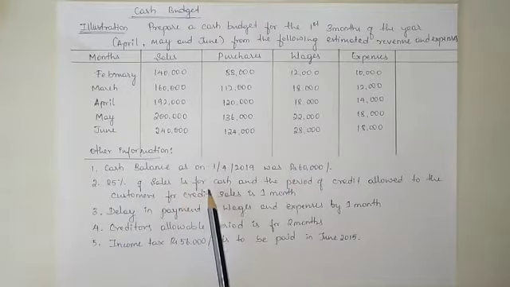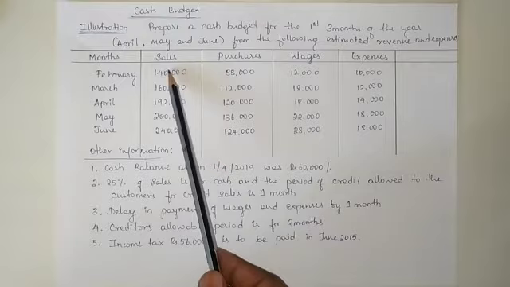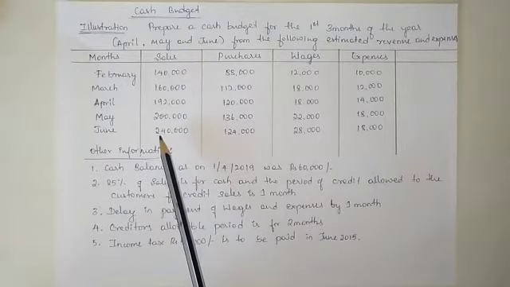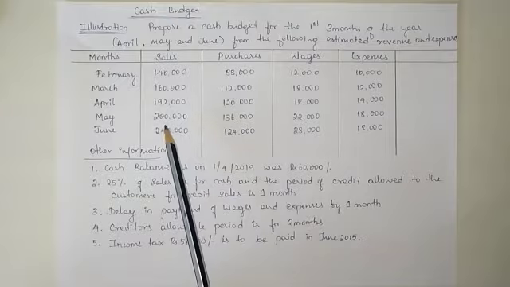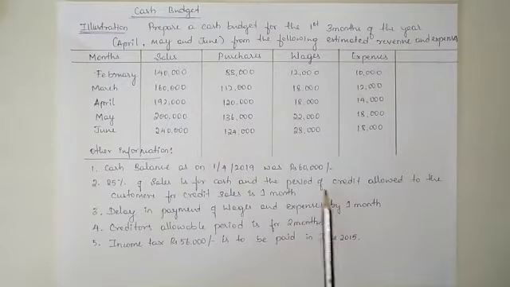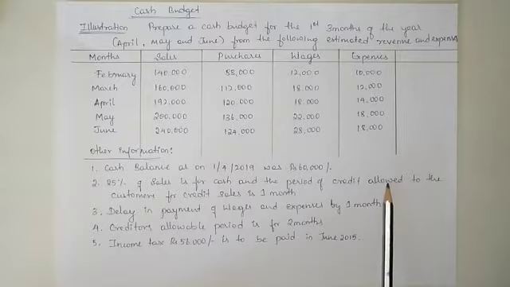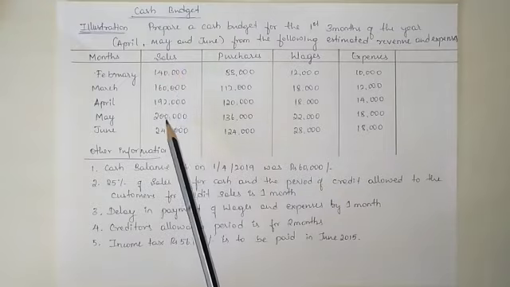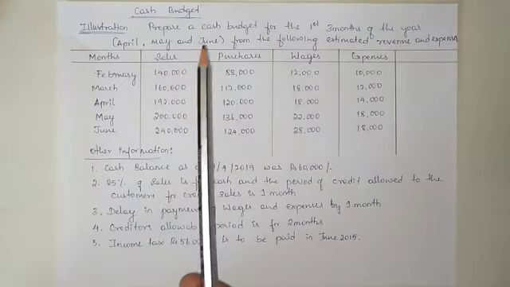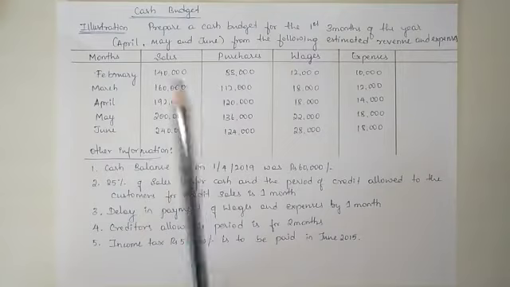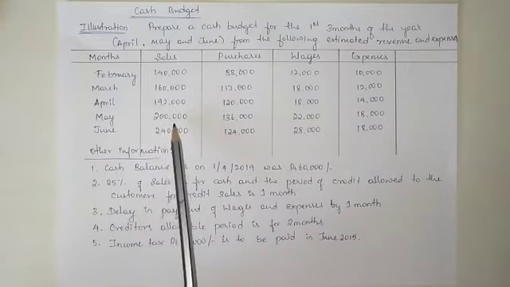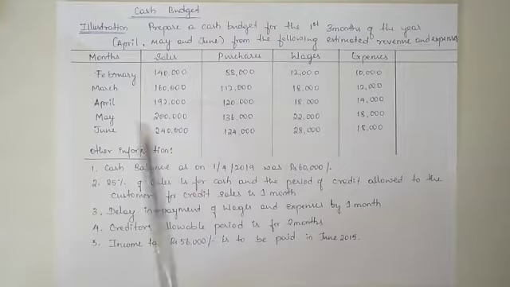25% of the sale is for cash. That means out of these sales, 25% is cash sales, and the remaining amount is credit sales. The period of credit allowed to customers for credit sales is 1 month. That means if a credit sale happens, that amount is collected in the next month.